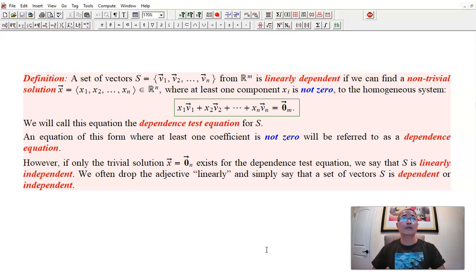An equation of this form, where at least one coefficient is not zero, will be referred to as a dependence equation. However, if only the trivial solution, where x is the zero vector, exists for the dependence test equation, we say that S is linearly independent. We often drop the adjective linearly and simply say that a set of vectors S is dependent or independent.